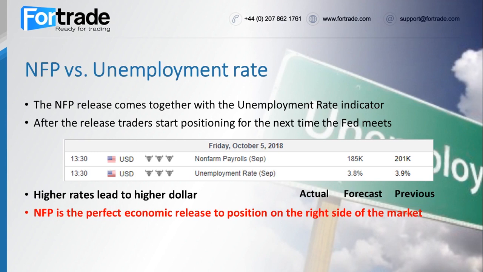Experienced traders know this. Forex trading is about anticipating what the central bank is going to do with interest rates at the next meeting, and the NFP is the perfect economic release to position on the right side of the market.